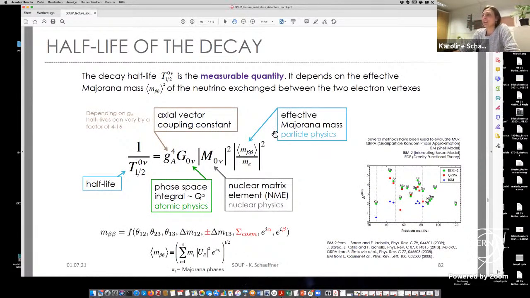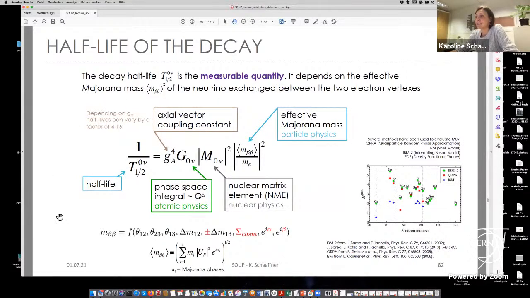So what do you look for with the experiment? This measurable quantity is the half-life. It depends on the effective Majorana mass, the neutrino exchange between these two electrons. The other factors are the nuclear matrix elements, which come with some uncertainties, then the phase space integral, and the axial vector coupling constant, g_A. And as I said, here is this effective Majorana mass.